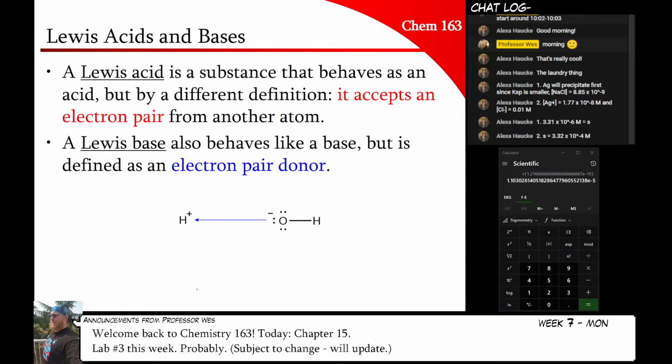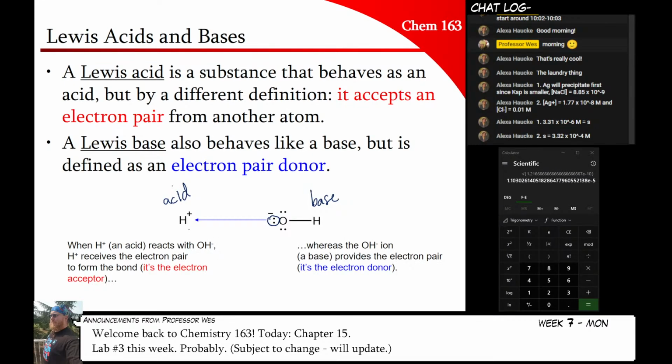For instance, if I have H plus and then hydroxide, obviously acid and base, right? But who's donating the electrons? These electrons are going to be used to make this bond between H plus and OH minus. H plus has no electrons, so it can only accept them, right? So there you go. There's your electron acceptor versus your electron donor.